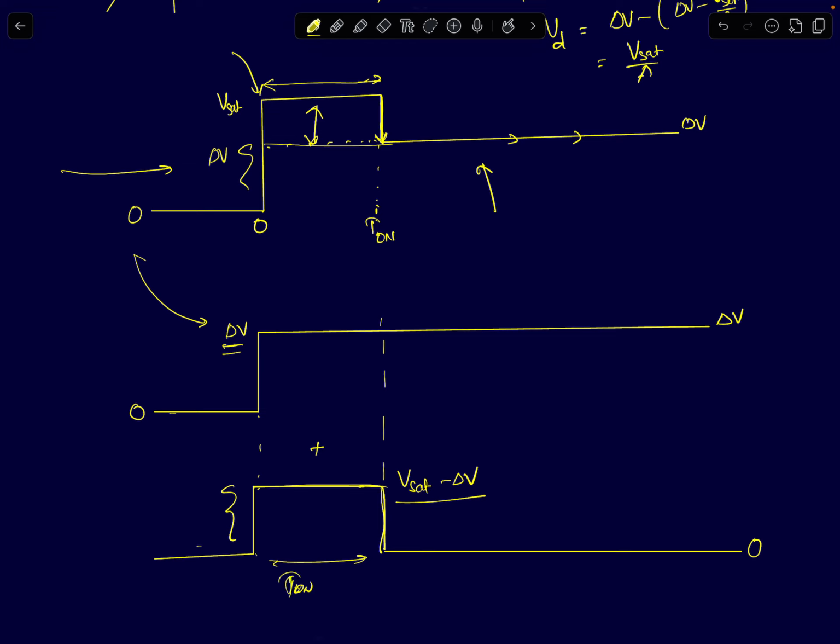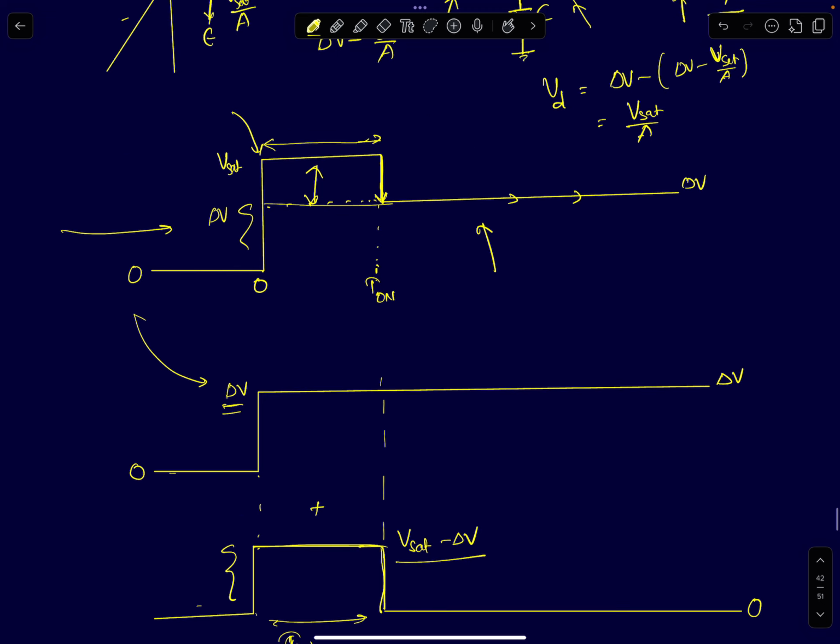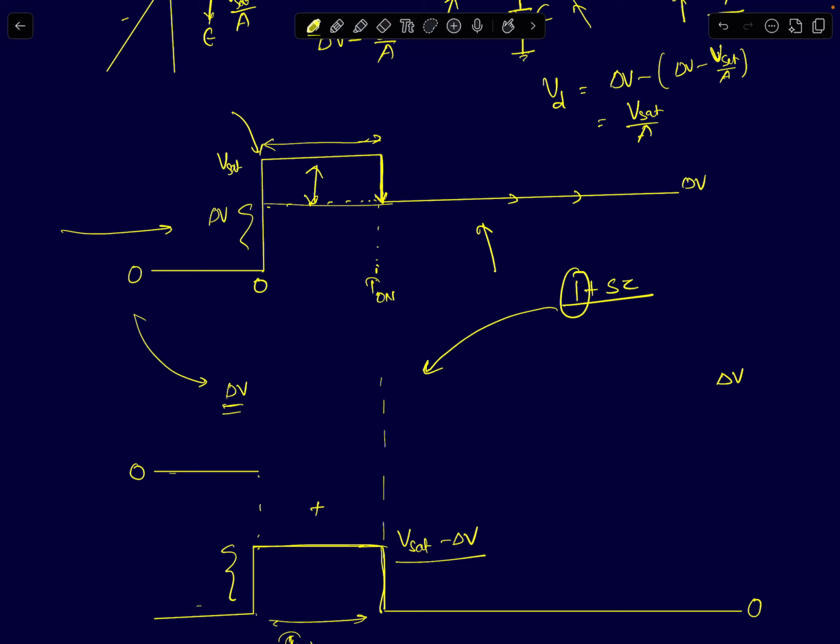Now if you observe this result, the circuit we are talking about is actually the non-inverting integrator, and it also has a proportional term. The transfer function is 1 plus s tau. The constant term tells you that the output should exactly follow the input for all time. Then there is a derivative term. This pulse signal of magnitude Vsat minus delta V is a response to the derivative term.